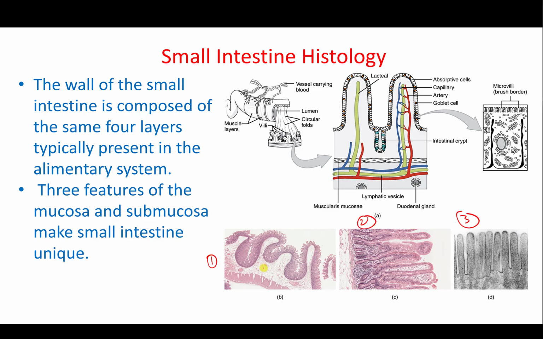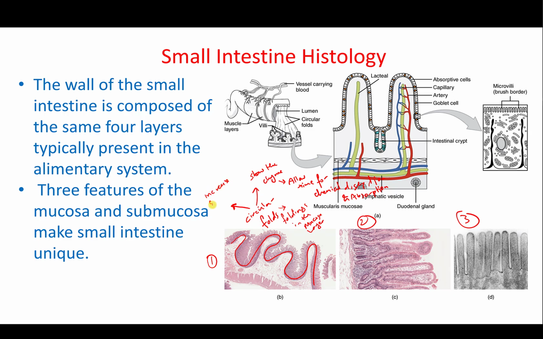The first one is called the circular folds. And what is it? It's the bending or the folding of the mucosa layer in the small intestine. The circular folds serve two purposes. First, they slow down the chyme and therefore allow time for chemical digestion and absorption. And the second purpose is to increase surface contact with chyme, so we will have better efficiency for the chemical digestion and absorption.